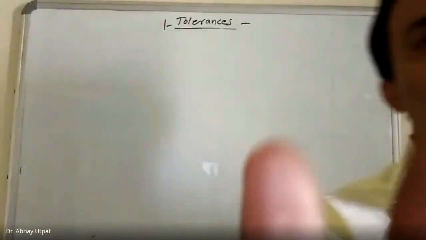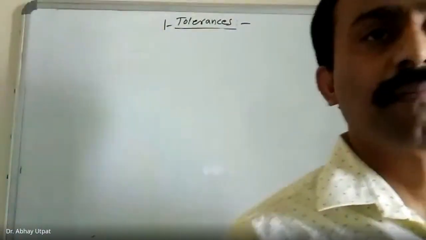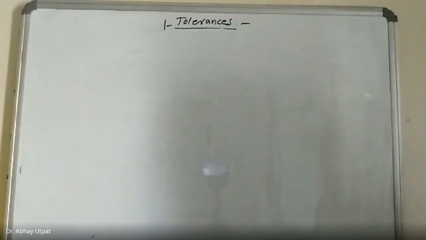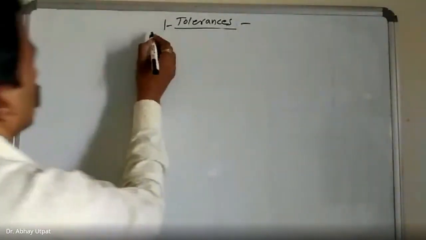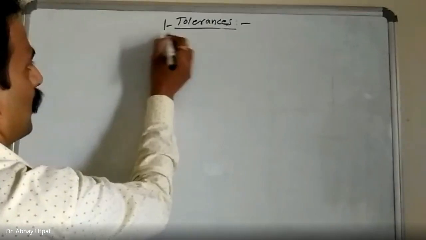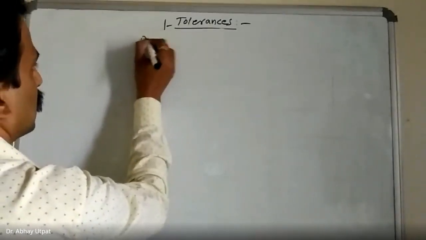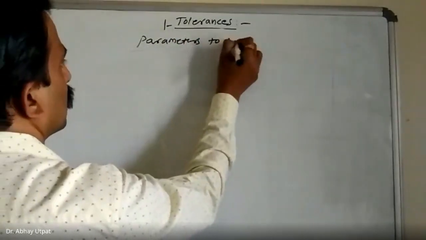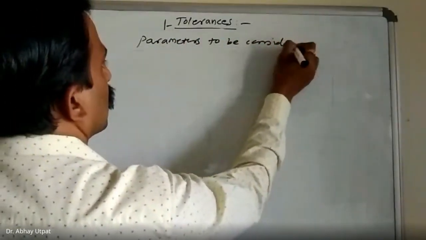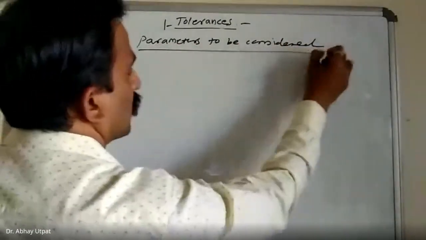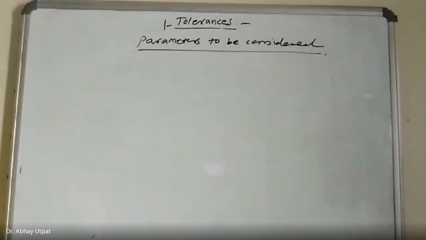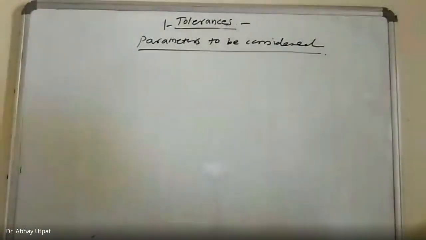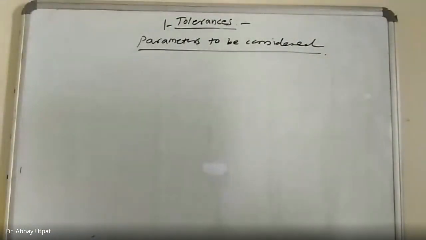Now friends, tolerances, dimensions of this product are very difficult to obtain in the closed tolerance because of different parameters. I repeat once again, it is very difficult to obtain the closed tolerance because there are a number of parameters.